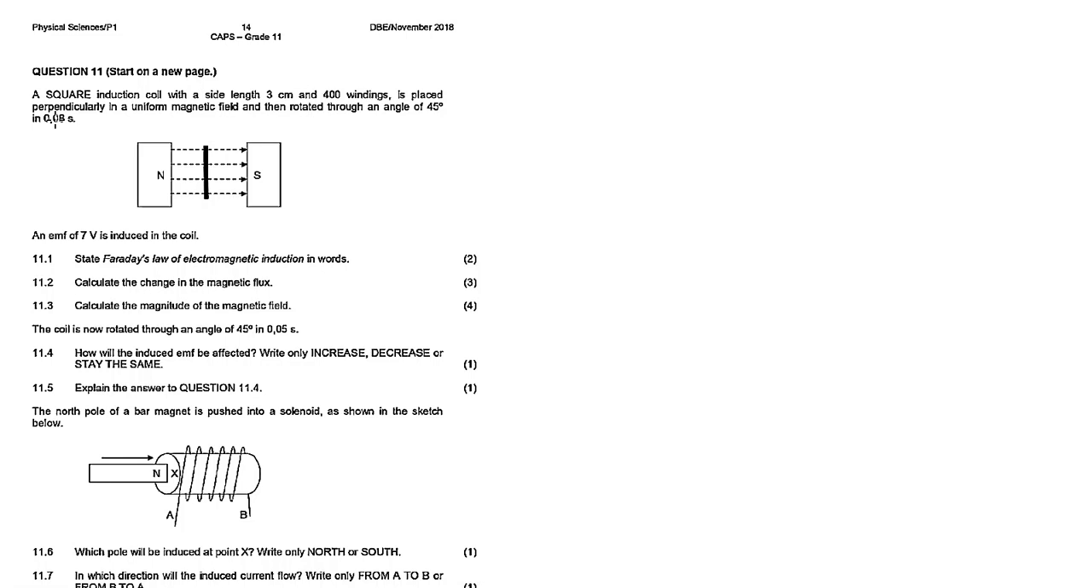A square induction coil with a side length of 3 centimeters and 400 windings is placed perpendicularly in a uniform magnetic field. As you can see, there's a magnetic field with north and south. The dotted lines are the magnetic field lines, and then the coil is rotated through an angle of 45 degrees in 0.08 seconds. Then an EMF of 7 volts is induced in the coil.